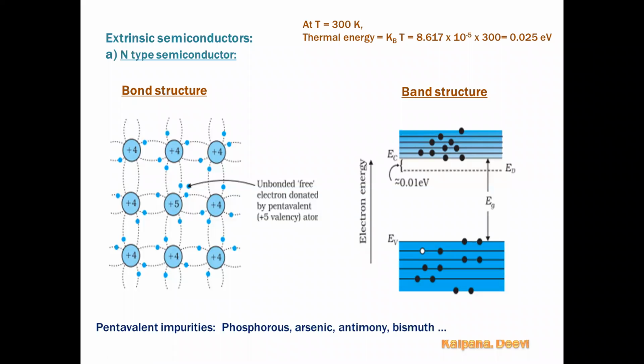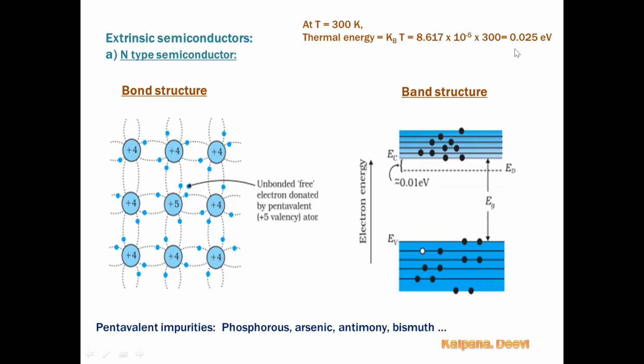T equal to 300 Kelvin. The thermal energy we can calculate using the formula, the product of the Boltzmann constant and temperature. The Boltzmann constant value is 8.617 times 10 power minus 5 electron volt per Kelvin, and T is temperature. Here we take 300 Kelvin. By calculating it, we get 0.025 electron volts.